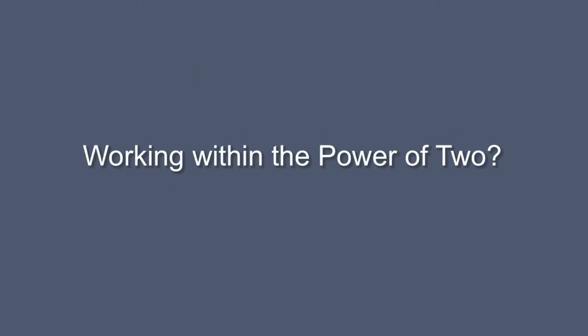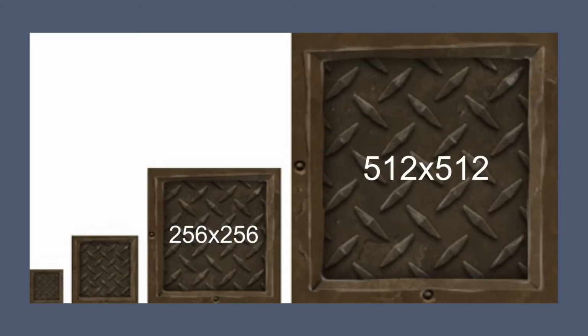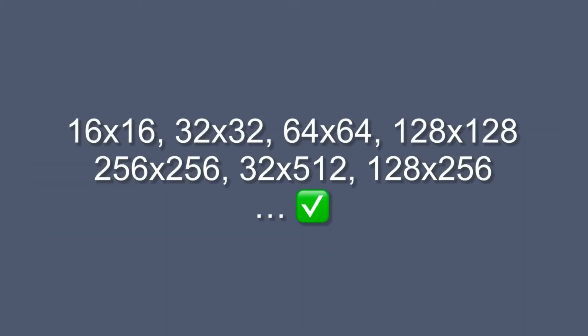First things first, what does working within the power of two mean? Simply put, IMVU's 3D engine is optimized to work best when the textures are a variation of a very specific set of sizes. 512 by 512 is considered to be the best and the most basic texture size you can work with. You can also work with any variation of these numbers.